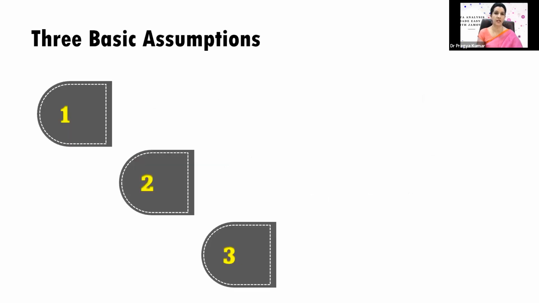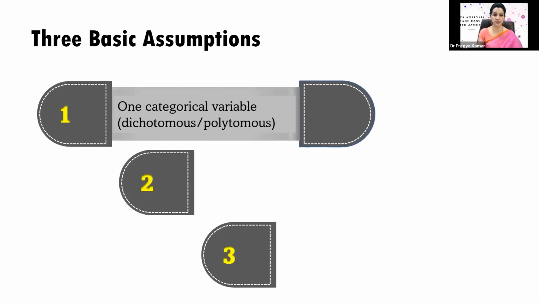Now again, like we did the assumptions before we go for testing, in this case also you have a few assumptions. The first assumption is there should be one categorical variable. And that one categorical variable can be dichotomous. What do I mean by dichotomous? That it should have two categories, like gender, male and female, or diabetes, yes and no. This is a dichotomous variable.